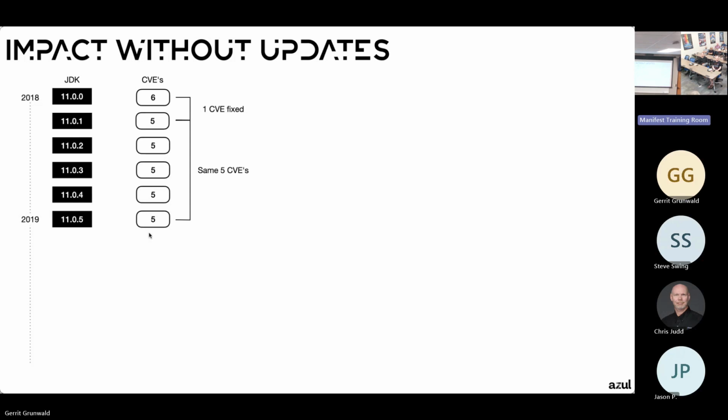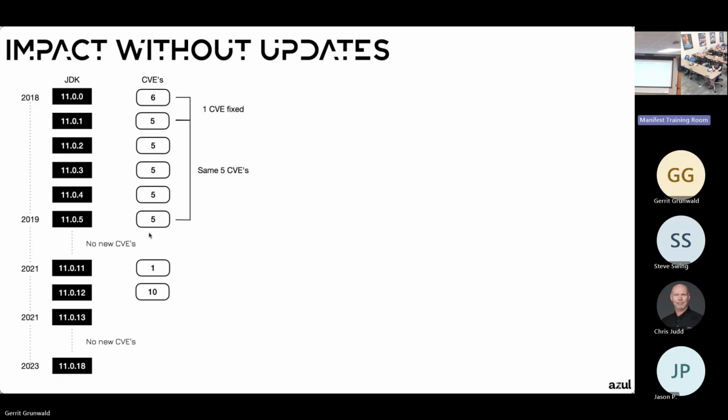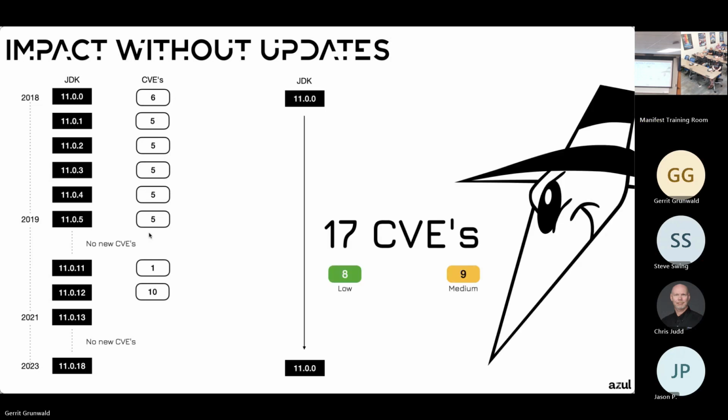It wasn't minor stuff. And then 11.0.6 got a fix, and then there was nothing until 11.0.11 that got another CVE. CVE means there was a vulnerability in that JDK. And then in 11.0.12, there came 10 new CVEs just for this one. And then after that, nothing anymore. But that means if you stick to 11.0, you have 17 vulnerabilities in your JDK, right? And you better update to a newer version because that could be critical stuff.